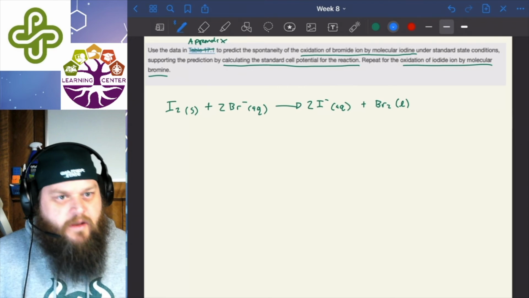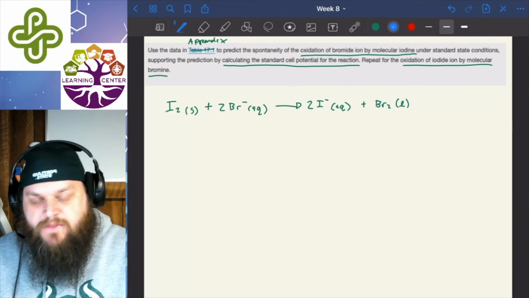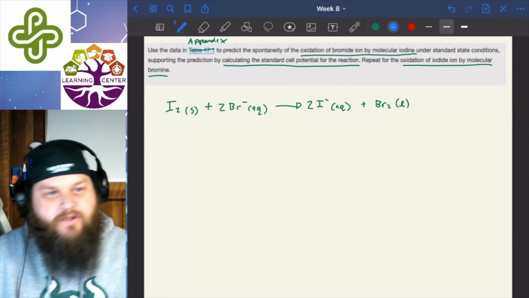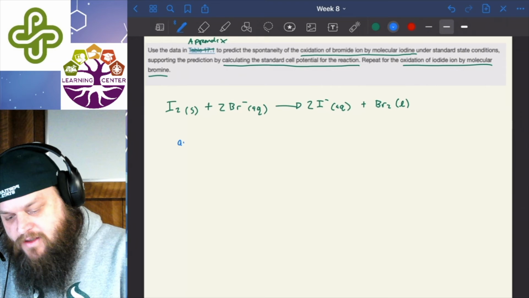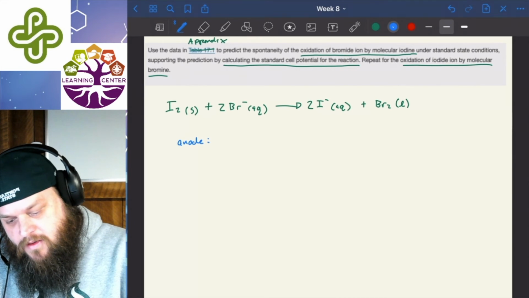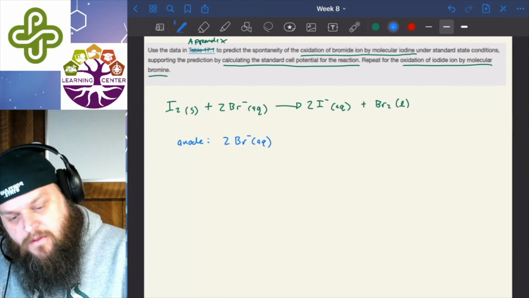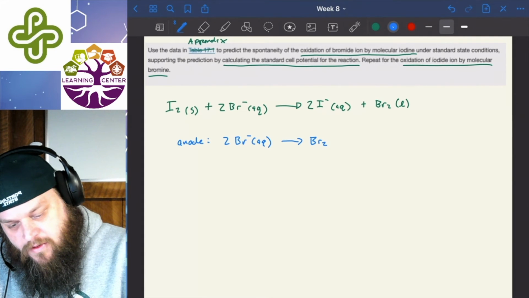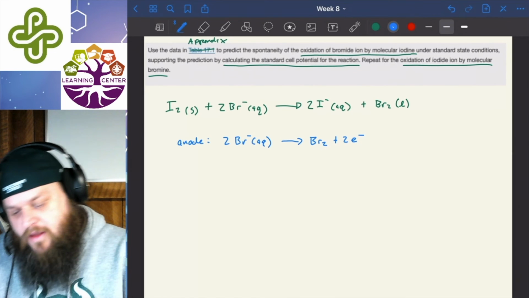The anode for it is going to be that oxidation reaction. And since the oxidation is the one that loses electrons, in this case the bromide is the one actually losing electrons. So I can say that the anode is equal to 2 Br minus aqueous, which produces Br2 plus 2 electrons.